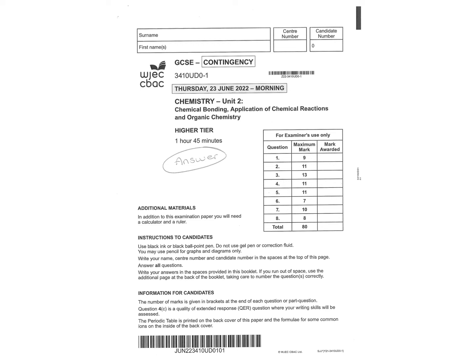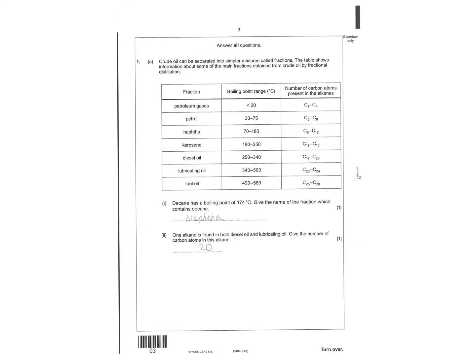So this is the triple higher contingency paper that was released in 2022. So the first question is asking you to work out decane has a boiling point of 174. Name the fraction which contains decane. It's going to be this one because that number would fit in that range there.